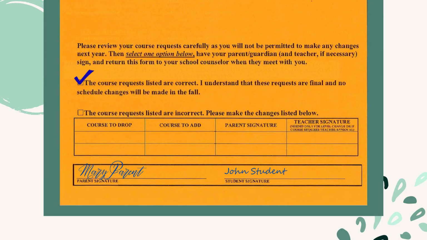If all of the courses are correct and you have no changes to make, indicate that on the bottom of the form. You will place a check mark next to the course requests listed are correct. Then you and your parent will sign.